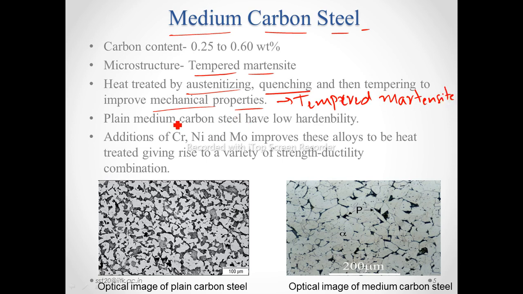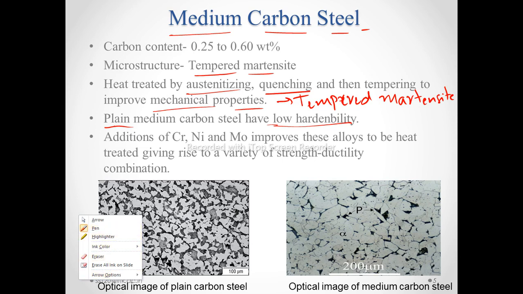Tempered martensite. This plain medium carbon steel, that means it consists only of carbon, with no other alloying elements present, has low hardenability. So one question is, what do you mean by hardenability? Hardness is different, hardenability is different. Hardenability is the ability of a material to form a martensitic structure easily. This is called low hardenability. I can explain it with the help of the TTT diagram.